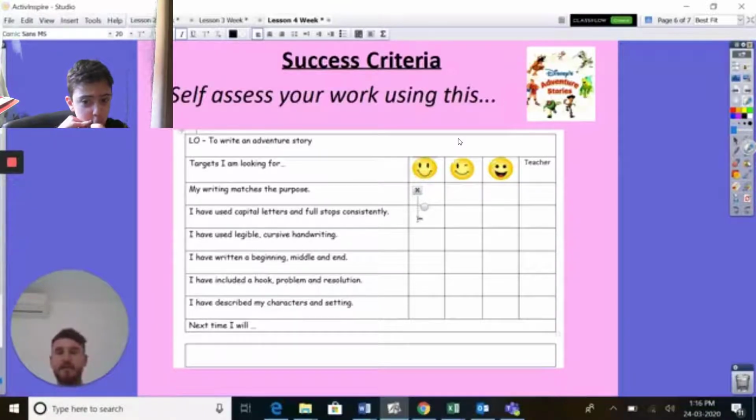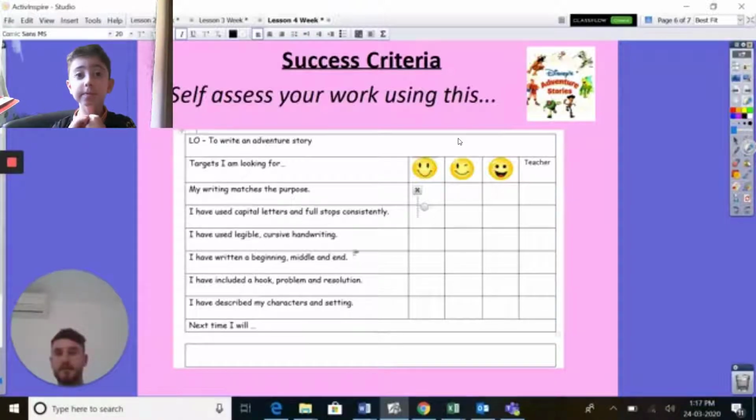And if you find that you haven't managed to do something, that's okay. You can just pop a little cross in this box to show that you haven't managed to do it. And also make sure you take some time to really think carefully about this box here. Next time I will. So what are your next steps? What do you think are the things that you would need to do if you were to do this piece of writing again? What would you do slightly differently to help improve your work?